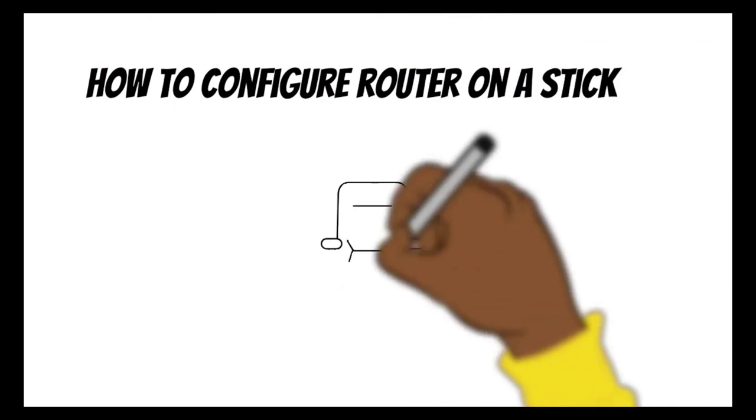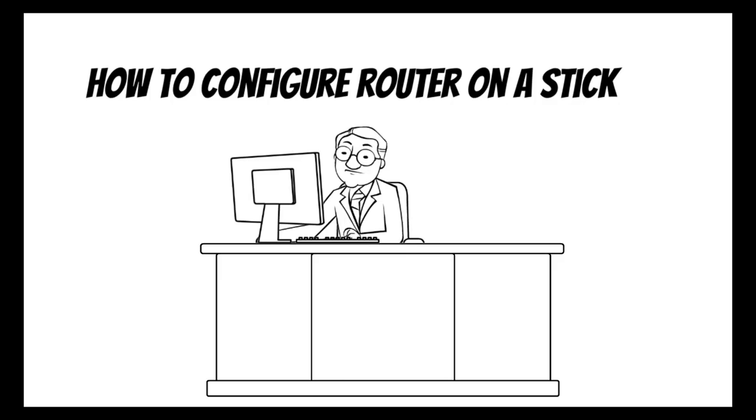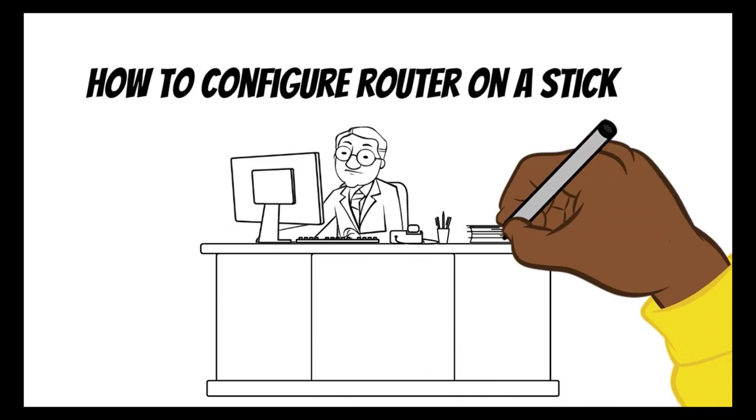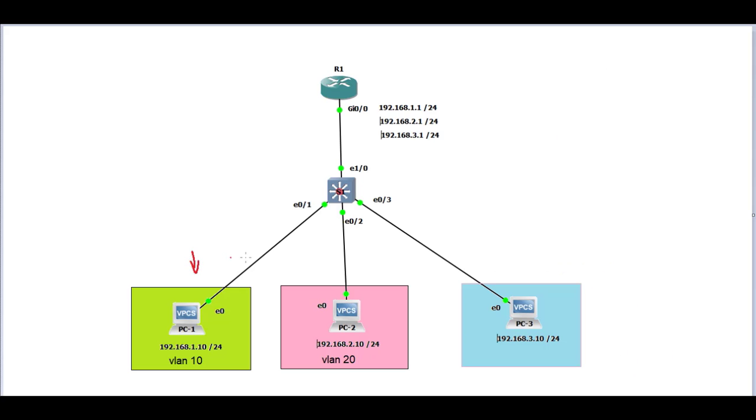How to configure router on a stick. We will create VLAN 10, VLAN 20 and VLAN 30 on switch 1, assign ports to each VLAN, create trunk link between switch 1 and router 1, configure switch interface port as a trunk port, and on interface gigabit 0/0 configure subinterfaces. Let's start with configuration.